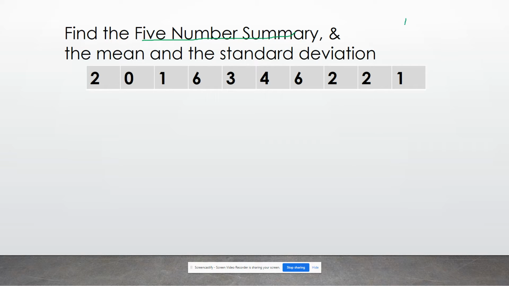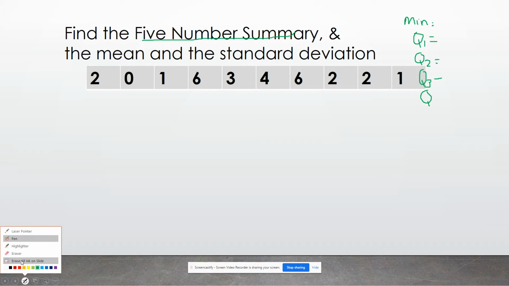Okay, the 5-number summary is going to be my min. Got to figure out what that is. I got to figure out my Q1. I got to figure out my Q2, my Q3, and no, I already did 3. Hold on a second. Let me erase that. I got a little carried away with my Q's. What's the last one? The last one's not Q. The last one is going to be the max.